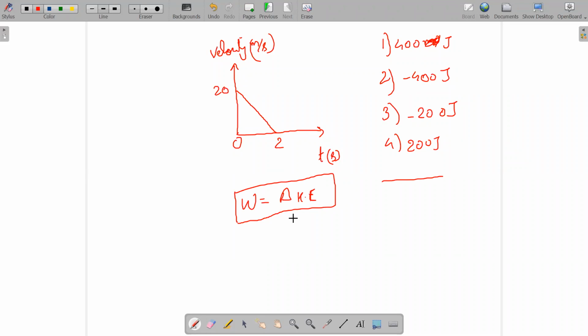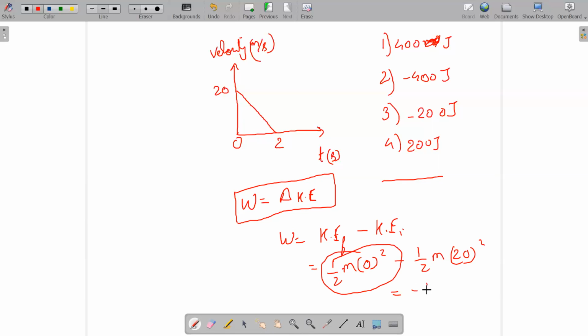So the work done can be given as final kinetic energy minus initial kinetic energy. Final is half m times the final velocity squared, and the final velocity is 0, so this term becomes 0. Initial is half m into 20 whole square. What remains is minus of half into 2 into 20 whole square, which becomes minus 400 joule. It was a very simple question. Only 2 steps you could have done like this.